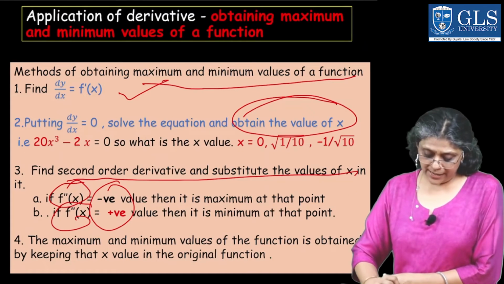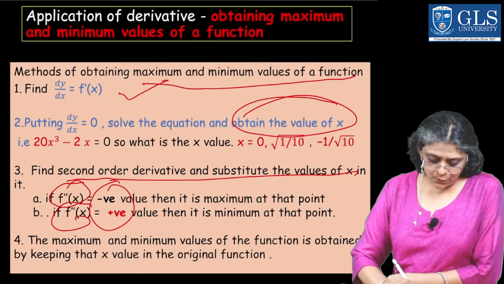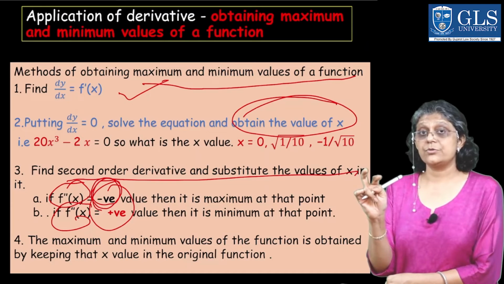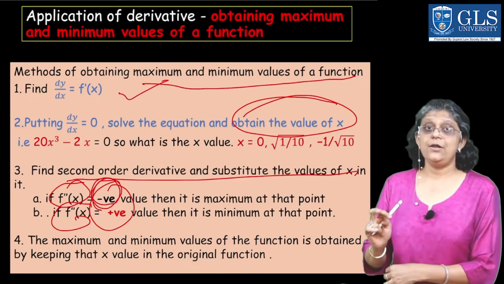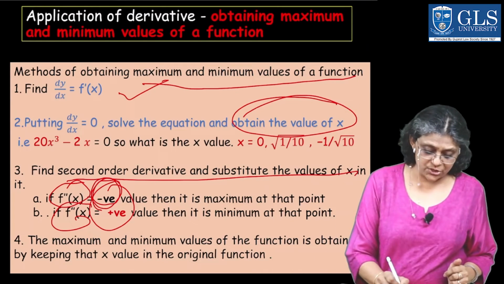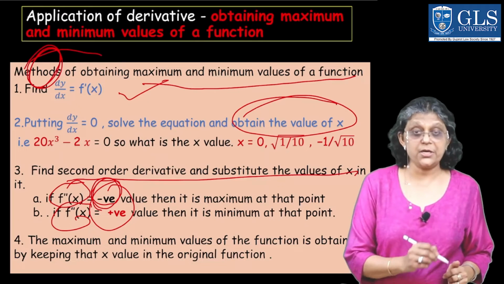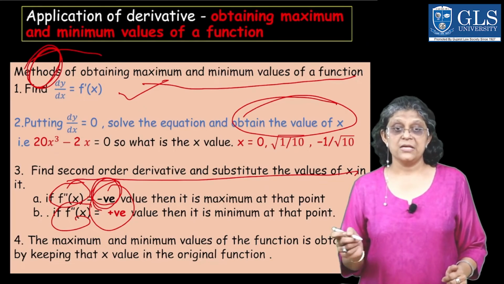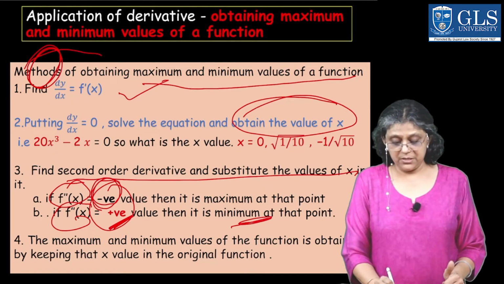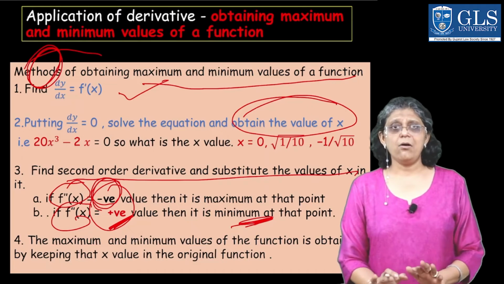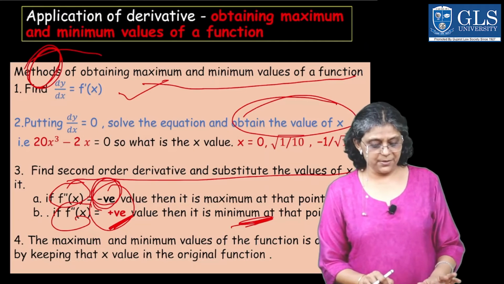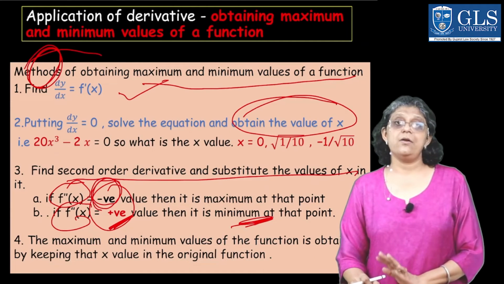Is it clear? So what happens is, from the values that we have found out, the value that gives me a negative second derivative will give me the maximum value of the given function. That is, when I put it in the function f, I will get the maximum value. In the same way, if the second order derivative is positive, I will get the minimum value. How does this happen? Don't worry, let us try it out. The maximum and minimum value of the function is obtained by putting those values in the original function.